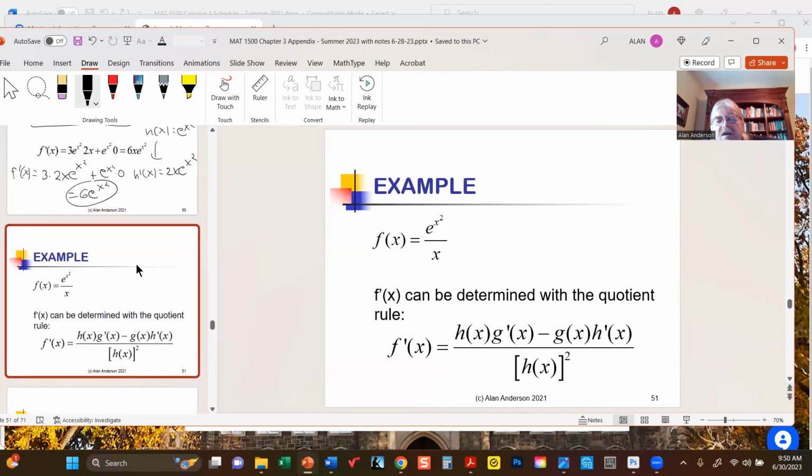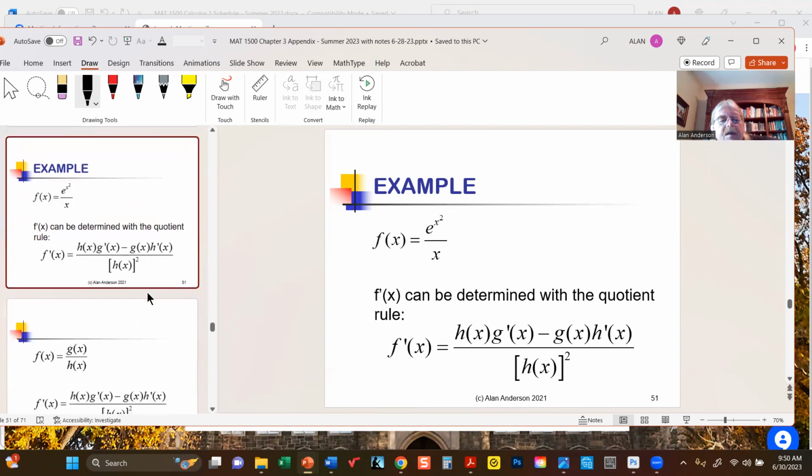Now, this one is even trickier because we have a quotient rule and the chain rule. Okay, e to the x squared over x. So to solve for e to the x squared, we'll need the chain rule. But for the entire ratio, we'll need the quotient rule. So we can think of this as g of x. And so obviously h prime of x is simply 1.